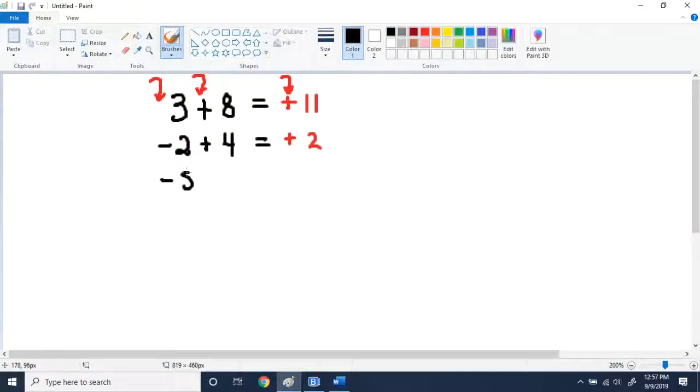Okay, we have -5 minus 7. Take the sign of the biggest number. The biggest number is 7, so our answer is going to be negative. Both signs are the same, so we're going to add the numbers. So -5 minus 7 is -12. Six plus 4, the sign of the biggest number is positive. The signs are the same, so 6 plus 4 is 10.